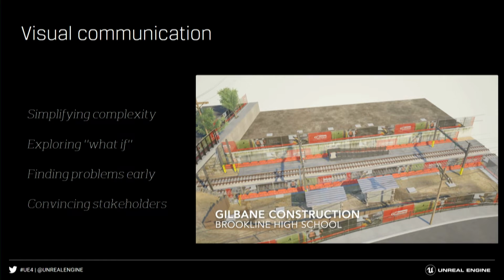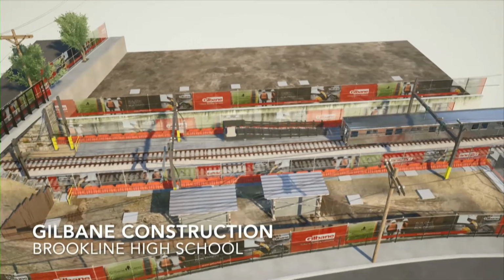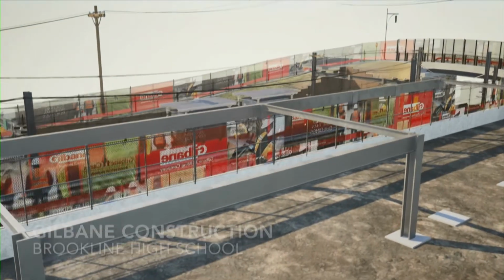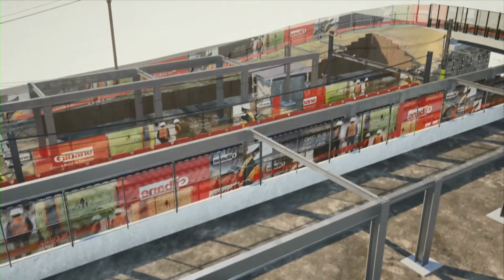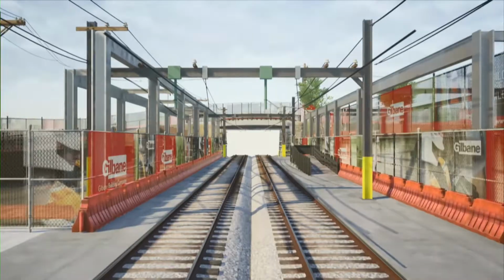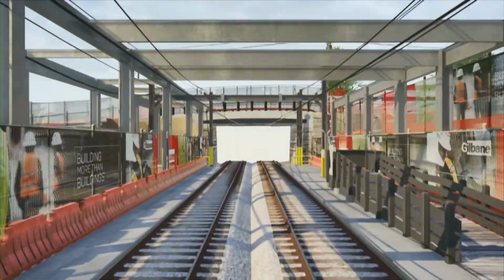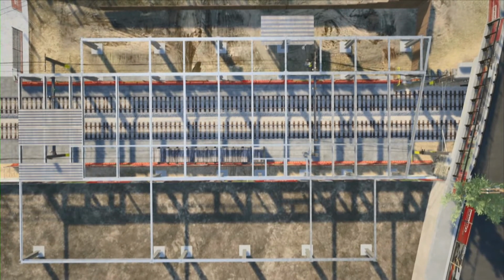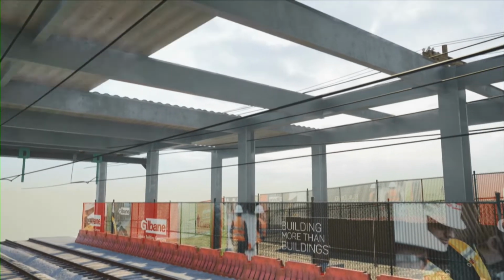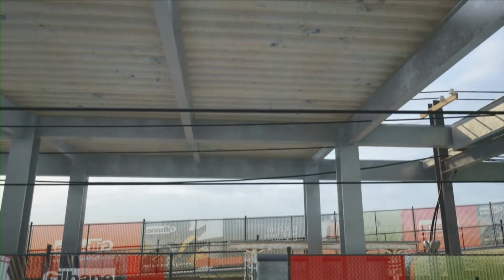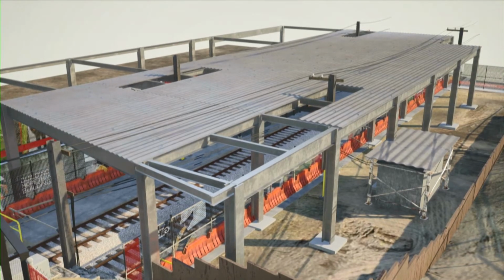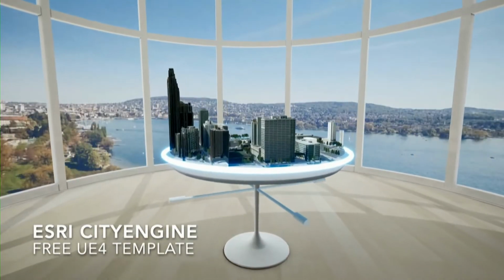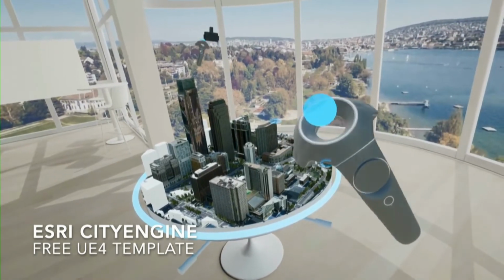get approval. So here at GILBANE Construction, they were going to build a high school on top of an operating railroad line. They could not shut down, they could not stop the trains. So they had to convince stakeholders that was possible. Now you could do this with traditional CG, but the fact that you could do it in the engine means you have this interactive experience. You can fly around it, you can go anywhere you want.